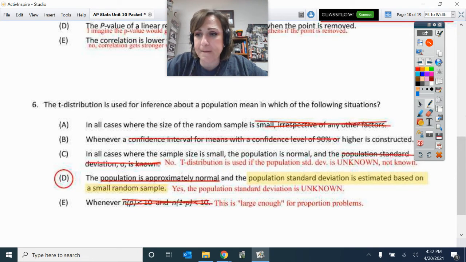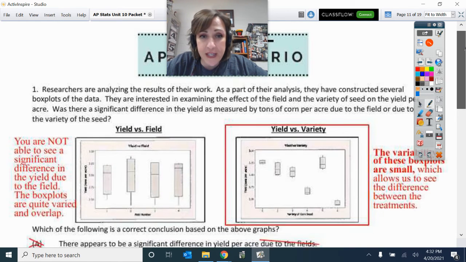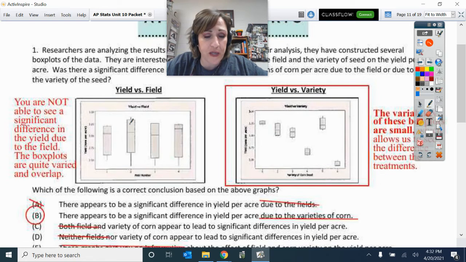Doesn't matter. That is the reason. That's it. Okay? All right, now let's go over the AP Tester Trio real quickly here. So this was a neat problem. I liked these pictures. So you can see this yield versus the field that the plants were planted in. See, there's lots of overlap. These are so varied. There's lots of variability in the amount of crop yield per acre. So I'm not really getting a strong indicator of which field is any better than the others.